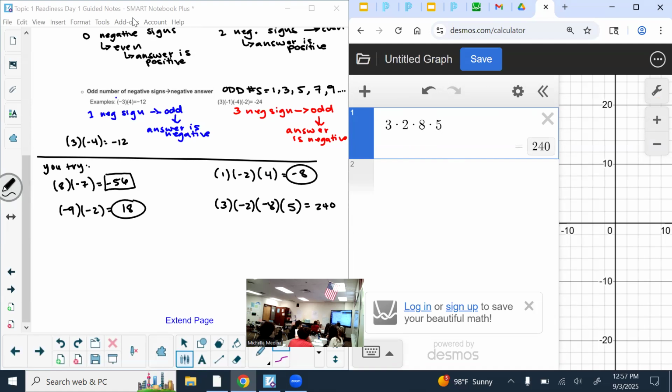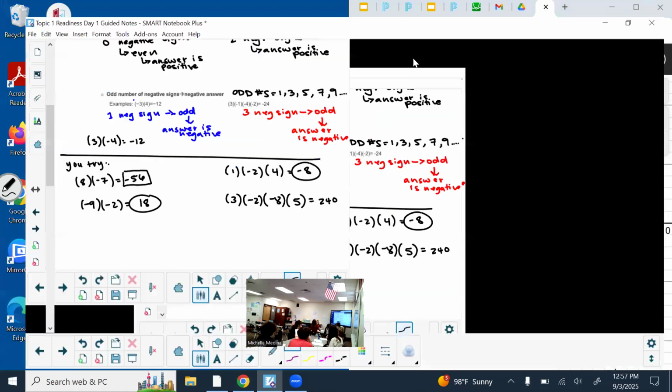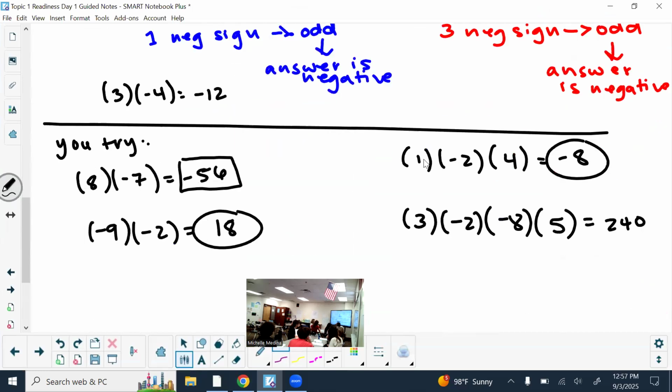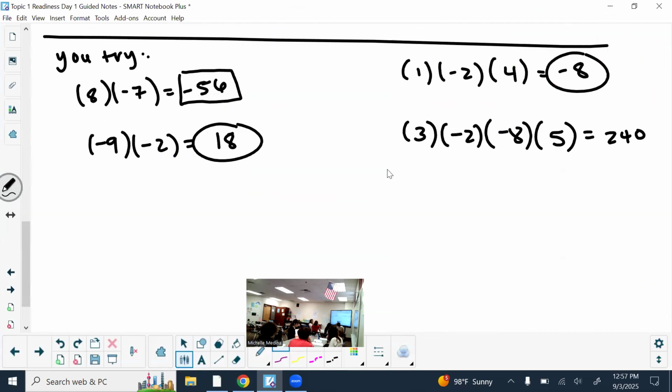Any questions on this? Now we were practicing that way to build fluency. Please, in the real world, use a calculator and check your answers in any other situation.